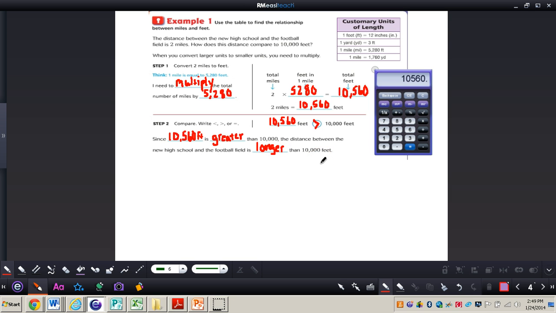So you can see we were going from a larger unit of measurement to a smaller unit of measurement, miles to feet. So that means we were multiplying. We were able to solve that problem by doing those steps.